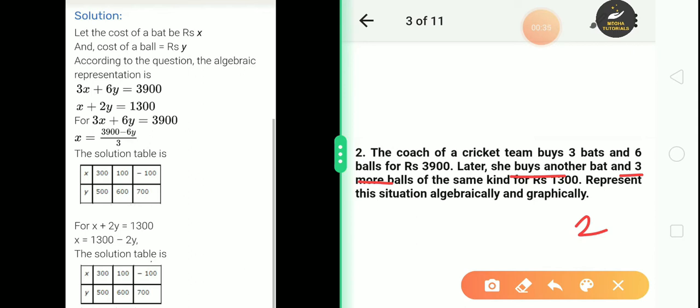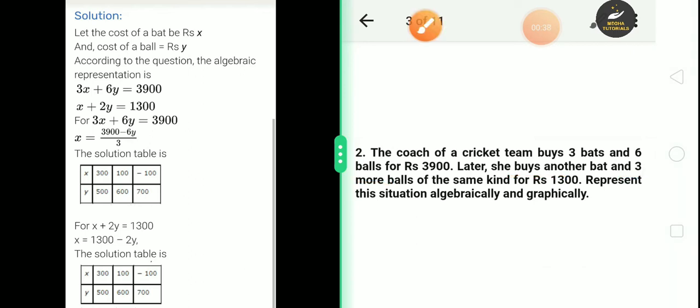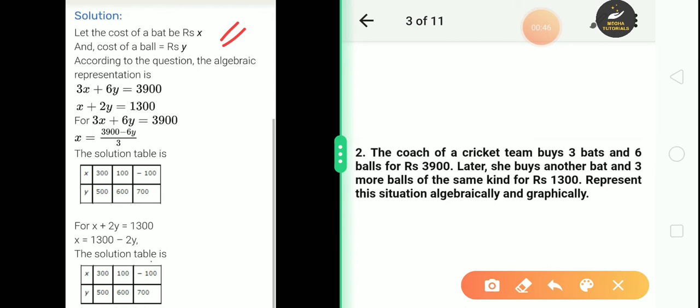Okay, so let's start with the solution. Assuming the cost of a bat is rupees x and the cost of a ball is rupees y, then as per the condition the equations would be, 3 bats and 6 balls for rupees 3900. So I can write 3x plus 6y is equal to 3900, and buys a bat and 2 more balls of the same kind for rupees 1300. So I can write x plus 2y is equal to 1300. So this is equation 1 and this is equation 2. Now consider equation 1, 3x plus 6y is equal to 3900.